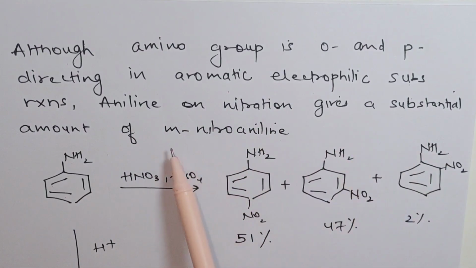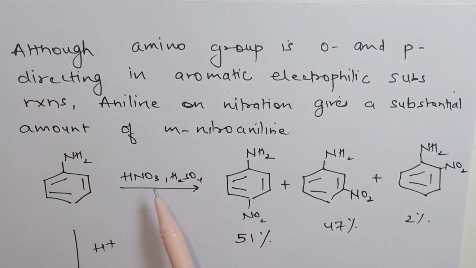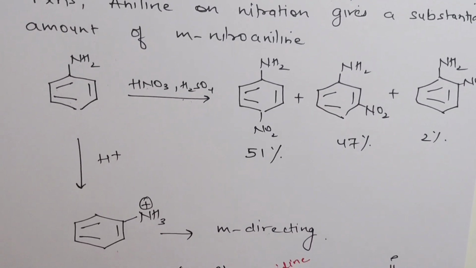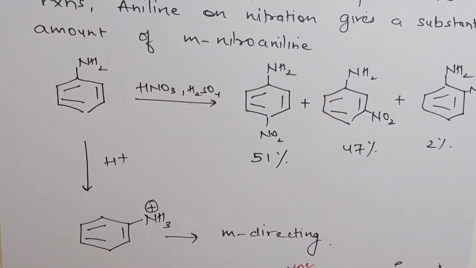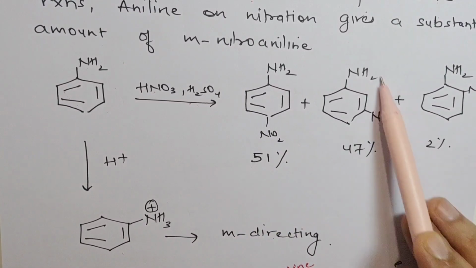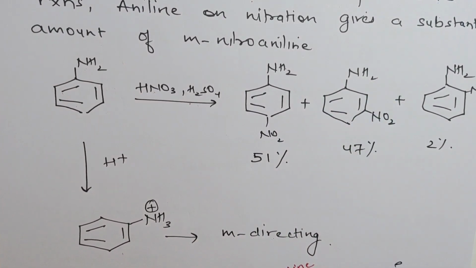Next question. Although amino group is ortho and para directing in aromatic electrophilic substitution reactions, aniline on nitration gives a substantial amount of meta-nitroaniline. So what happens is, aniline, when treated with nitrating mixture, has acid. It gets protonated and forms anilinium ion. This anilinium ion is meta-directing. That is why you get a substantial amount of meta-nitroaniline.